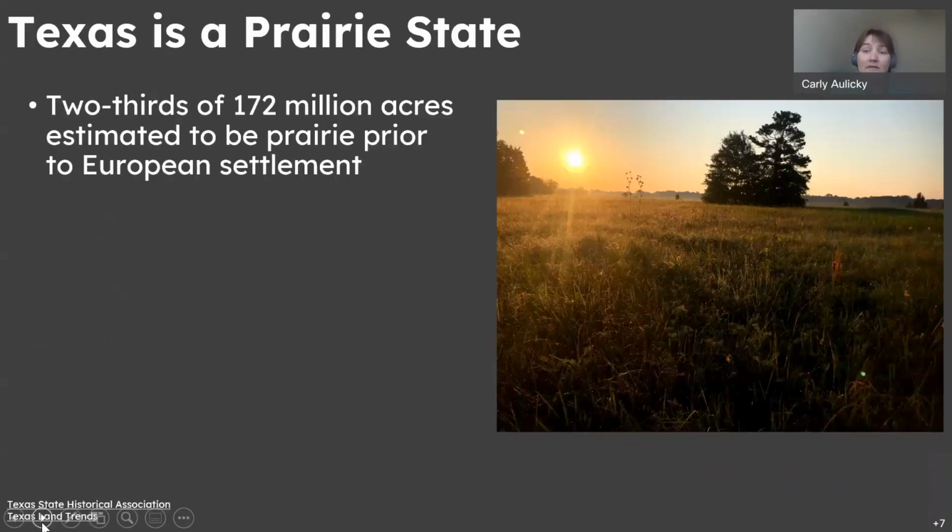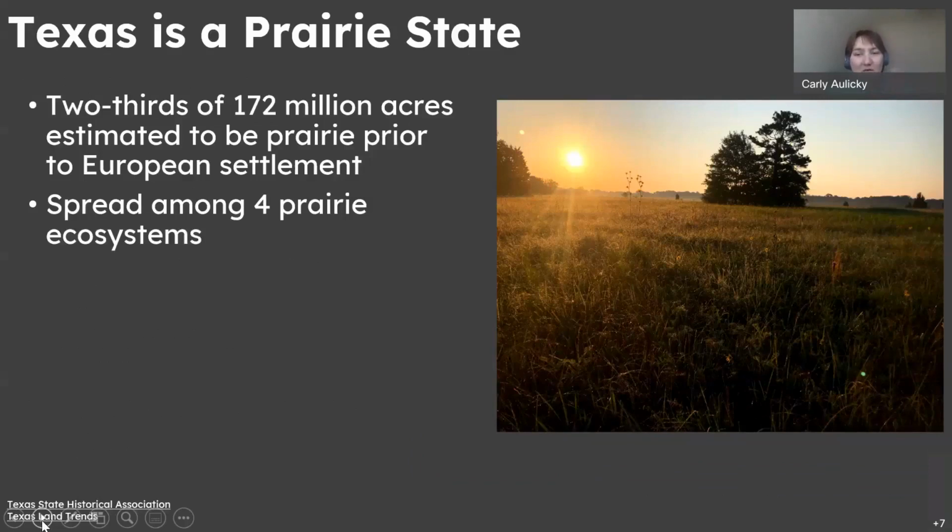When we look at Texas, we're incredibly lucky because Texas is a prairie state. Two-thirds of the state before European settlement was estimated to be prairie. And what's absolutely fantastic is that within our state alone, you can start in tall grass prairie and drive the whole length and end up in Chihuahuan grasslands. If I have it my way, it would be a point of Texan pride that we have so many cool prairie grasslands that we can see all within our state.